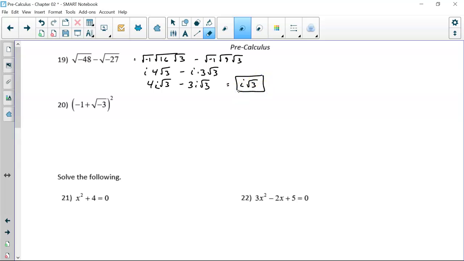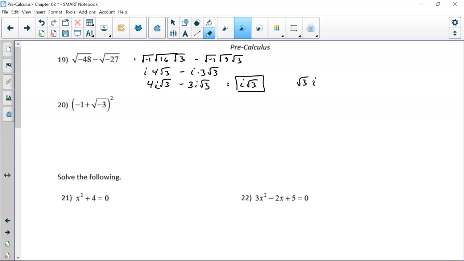Now, this book likes to write it like this, the square root of 3 times I. I like writing I in front of the radical. I just think it looks nicer, but you might see it written as the square root of 3 times I. It's the same thing. Order doesn't matter for multiplication, but I just feel like the I can sometimes look like it's under the radical in the other way.